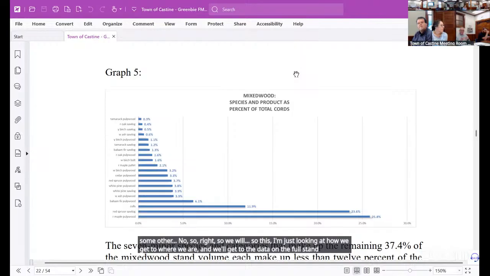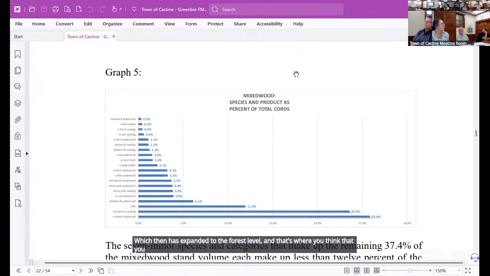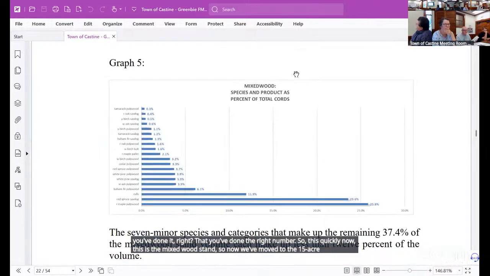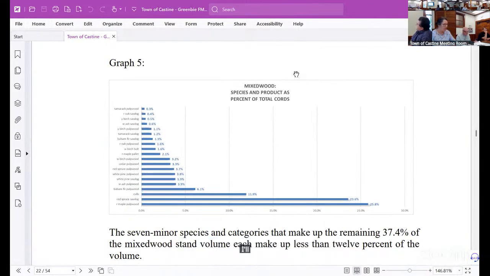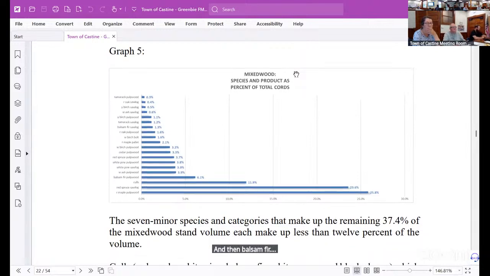So we have plot level data, which then is expanded to the forest level, and that's where you think that you've done it right, that we've done the right number. So this is the mixed wood stand, so now we've moved to the 15 acre stand, and you'll see red maple. Red maple is the big bottom line, then red spruce, culls are third, and then balsam fir. Can you scroll in a little bit?